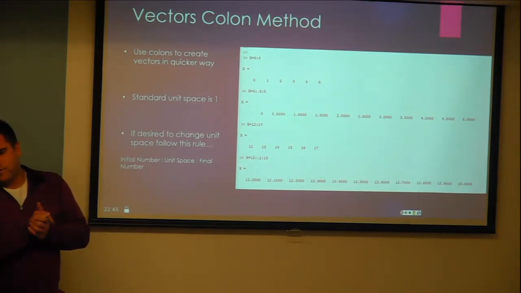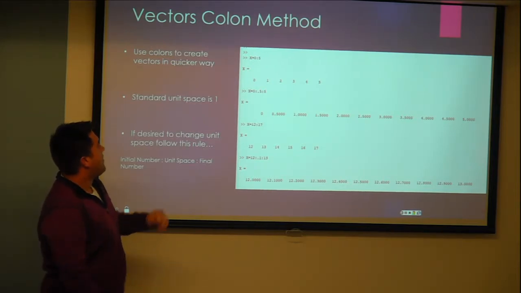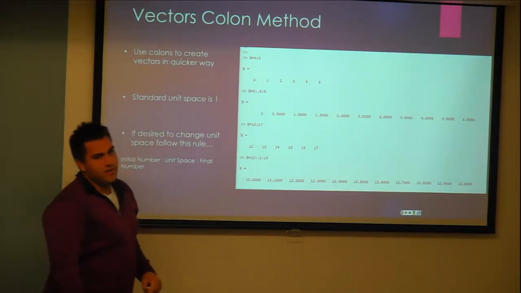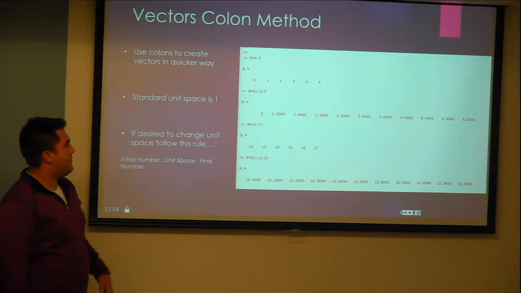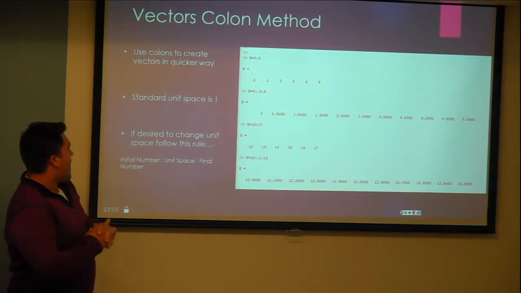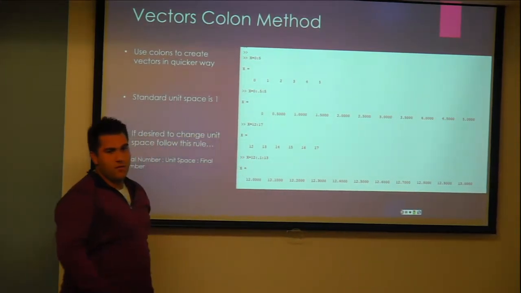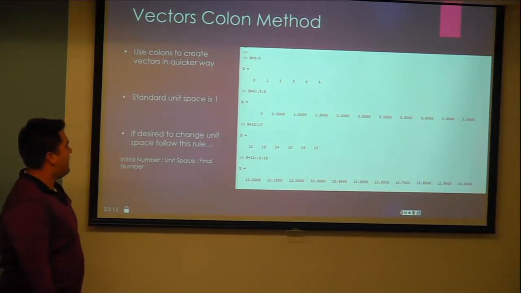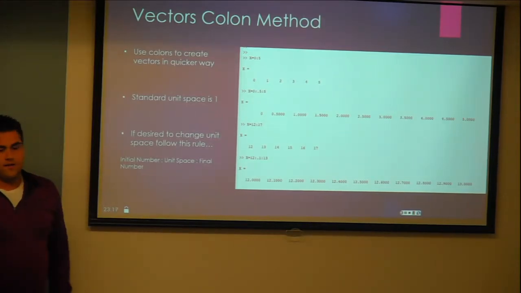A quicker way to do it, some people prefer this, is the colon method. You can start with your initial condition and then what it goes up to. The standard unit is one space, so let's go 0, 1, 2, 3, 4, 5. If you want to change the unit space in between, you can use the initial condition, colon, the increment you want to increase by, and then the ending number. So it just goes up by 0.5. You can start at any number you want for the initial condition, ending condition, all that good stuff.